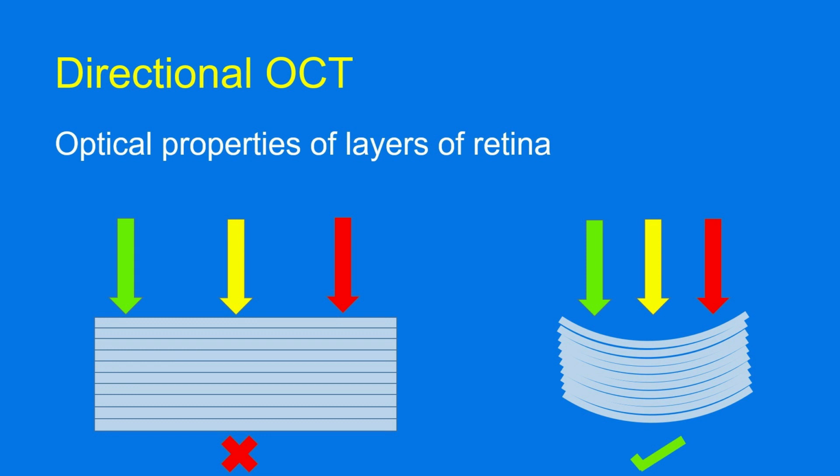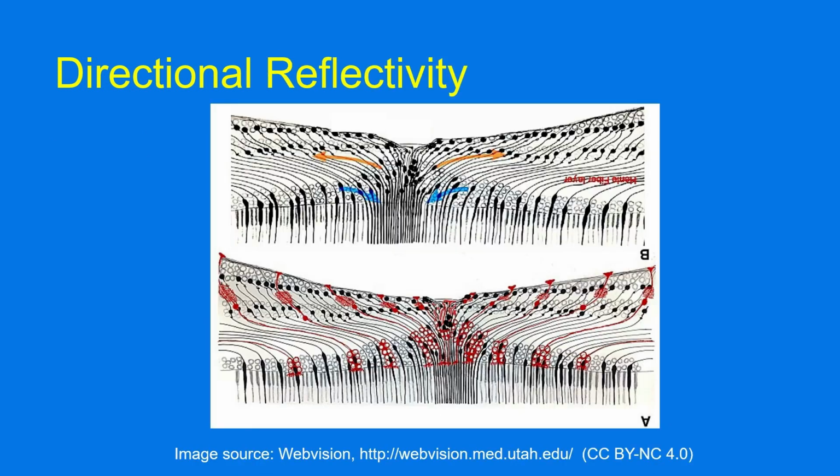We know that the retina is not flat. It's a curved structure on the back of the eye. So when the light of the OCT camera falls on the retina, it's not always falling perpendicular to all the points of the retina. So there is a directional change in the incident light falling on the retina. So what is the meaning of directional reflectivity?